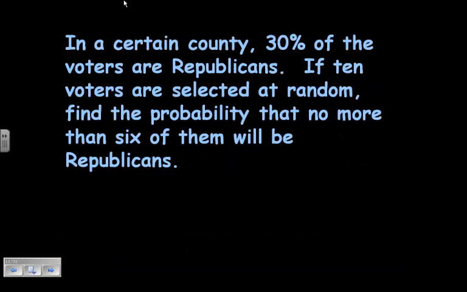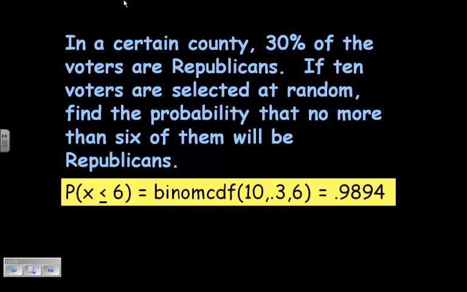Okay, we'll do one more example. In a certain county, 30% of the voters are Republicans. 10 voters are selected at random. Find the probability that no more than 6 of them will be Republicans. No more than 6. So you have to think about, what does that mean? How are we going to do that? All right, here's how it works out. Probability no more than 6. So 6 or less. That's a CDF problem.